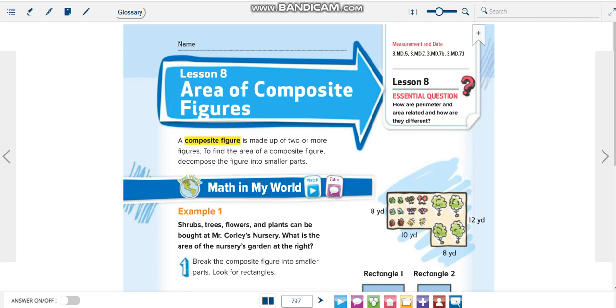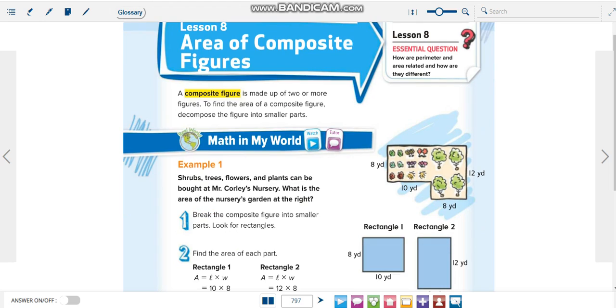Hello everybody, today we're going to be working on lesson 8, areas of composite figures. This is on page 797. It says here, a composite figure is made of two or more figures. To find the area of a composite figure, decompose the figure into smaller parts. So we've got here example number 1.